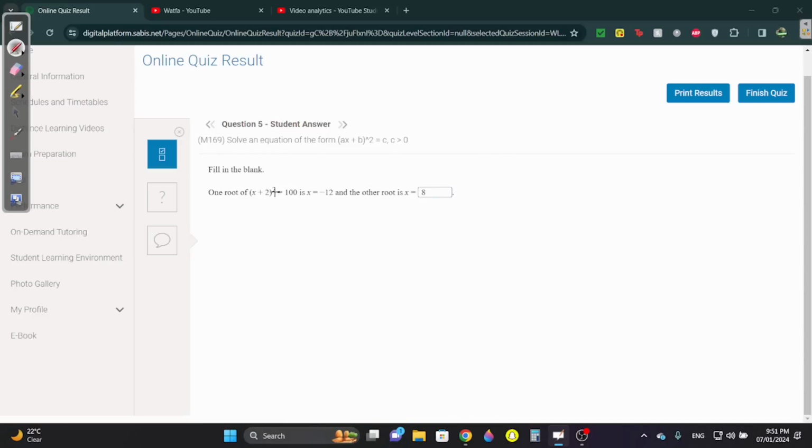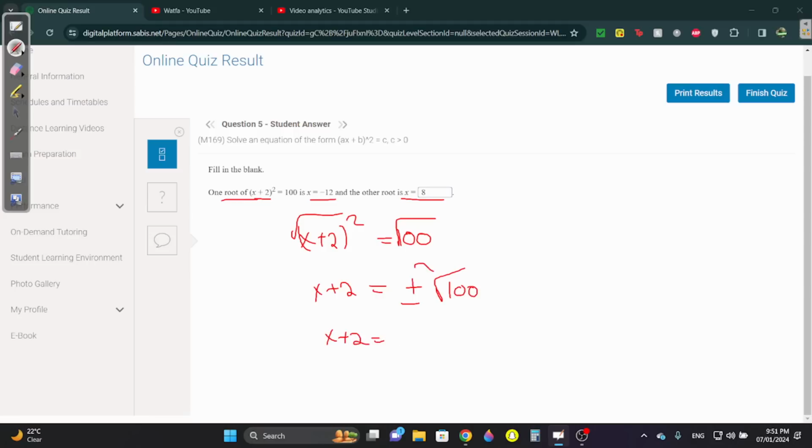Okay, one root of (x plus 2) squared equals 100. This is one root, and they want the other root. (x plus 2) squared equals 100. You take the square root on both sides, so x plus 2 equals plus or minus radical 100. So x plus 2 equals positive radical 100, which is positive 10, and then your other solution will be when it's negative, so negative 10. Okay, because positive radical 100 is positive 10, negative radical 100 is negative 10.